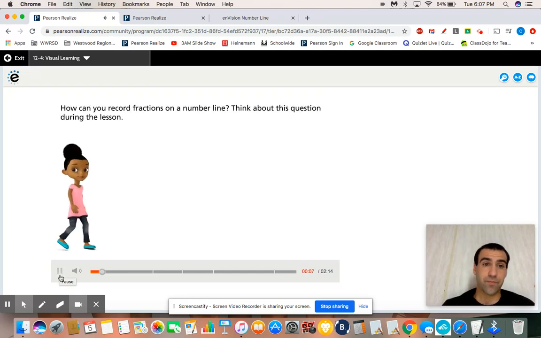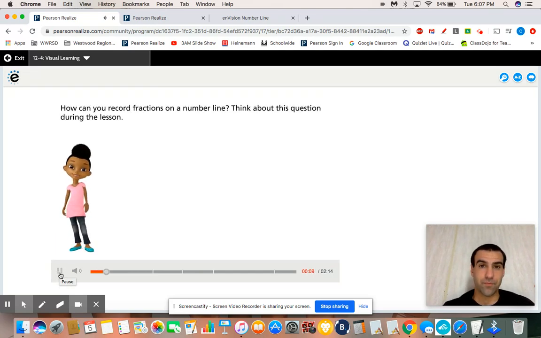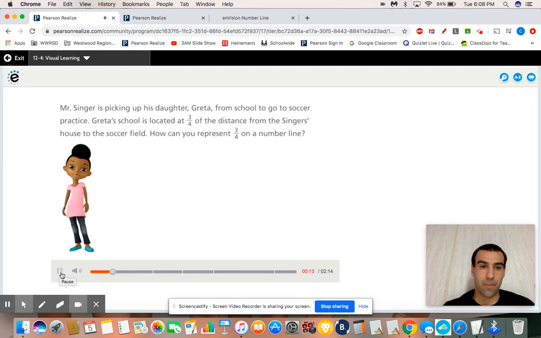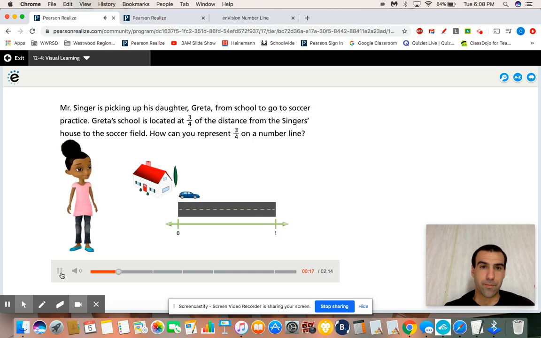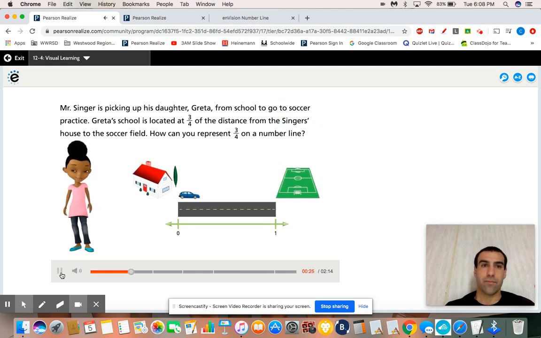How can you record fractions on a number line? Think about this question during the lesson. Mr. Singer is picking up his daughter, Greta, from school to go to soccer practice. Greta's school is located at 3/4 of the distance from the Singer's house to the soccer field. How can you represent 3/4 on a number line?